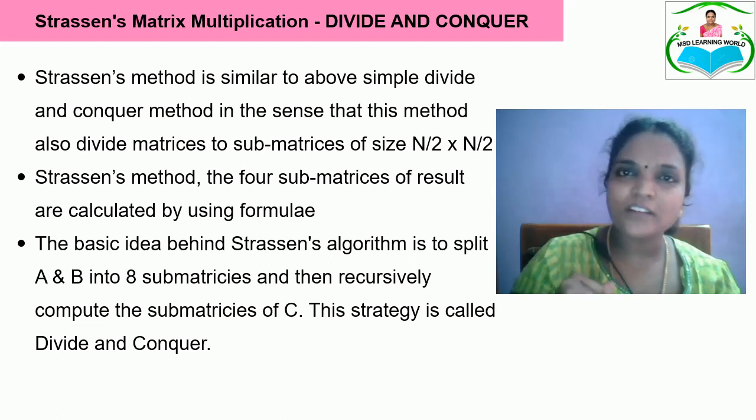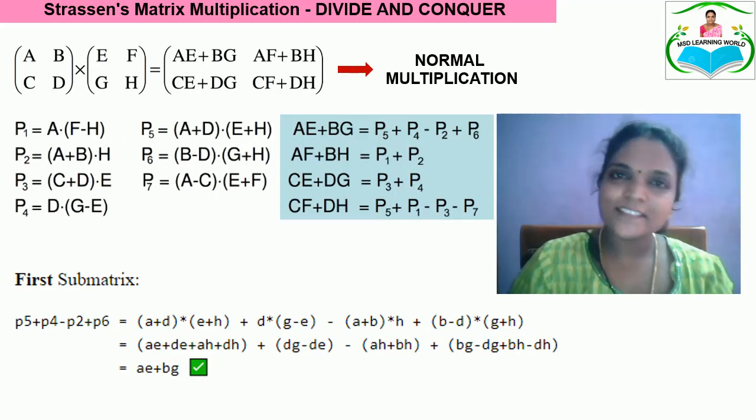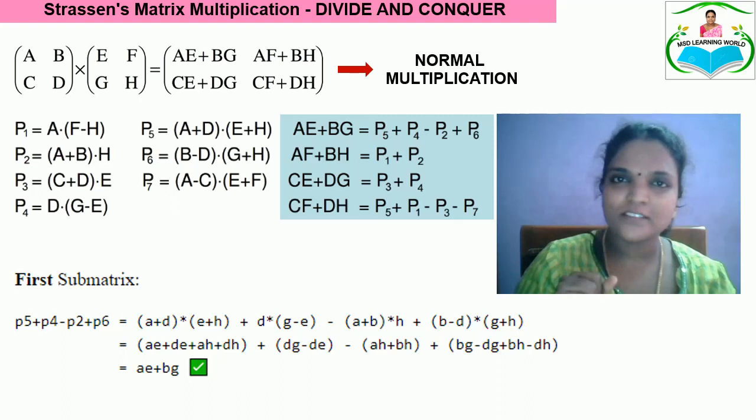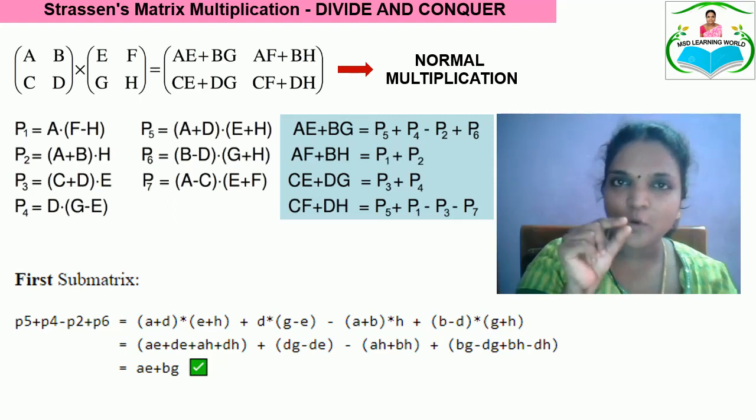Let us see what calculations are performed by this algorithm in order to decrease the time complexity. In Strassen's matrix multiplication, the multiplication of matrices A and B is done with some formulas. We can see here, when A and B are multiplied, the first value AE plus BG will be equal to P5 plus P4 minus P2 plus P6.